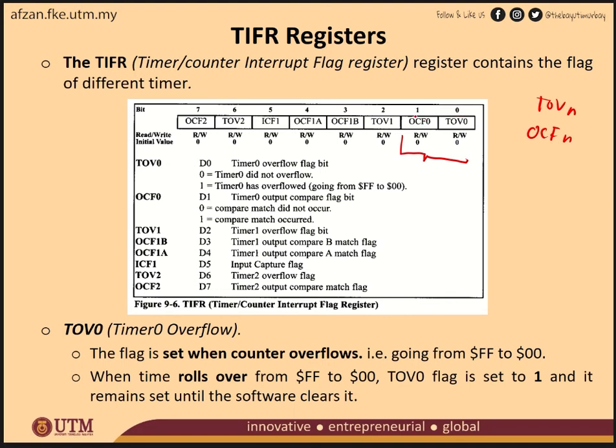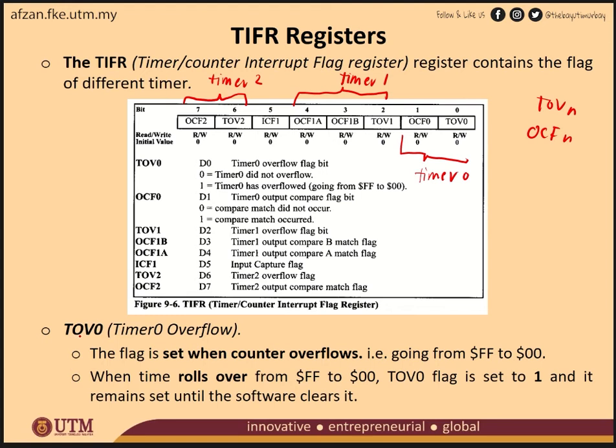So bit 0 and bit 1 are for timer 0, while bits 2, 3, 4 are for timer 1. And bit 6 and bit 7 are for timer 2. Bit 5 you can ignore. Here we will focus on timer 0.